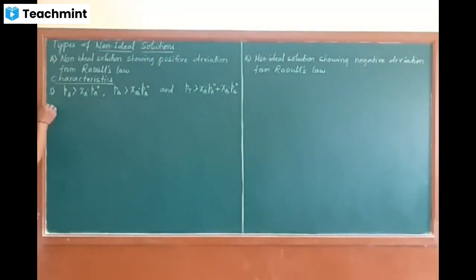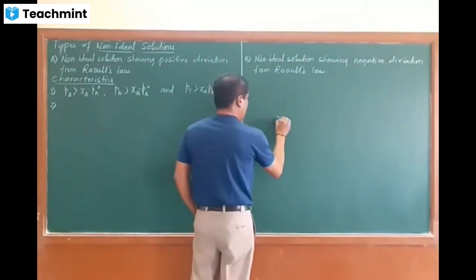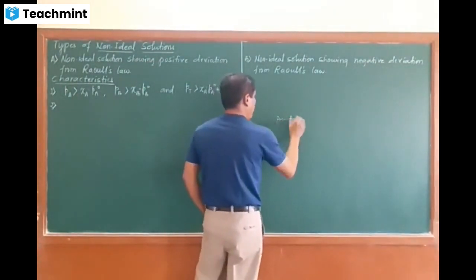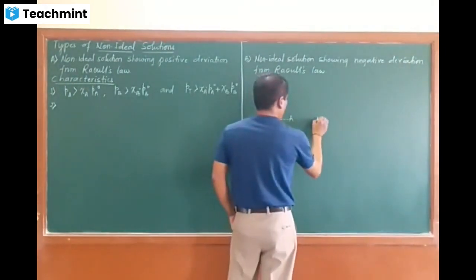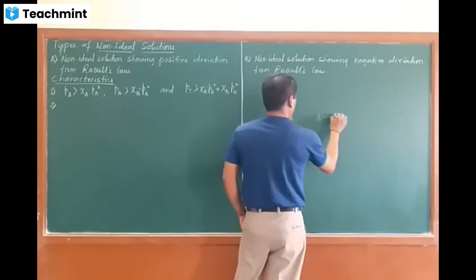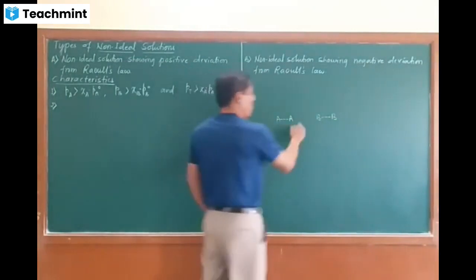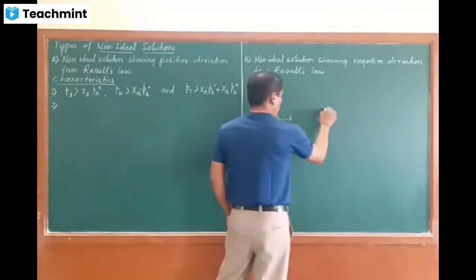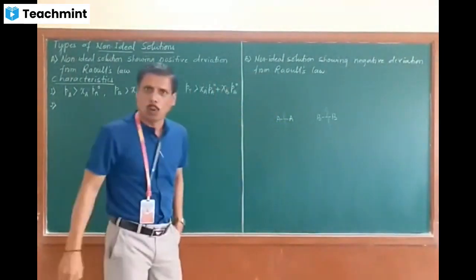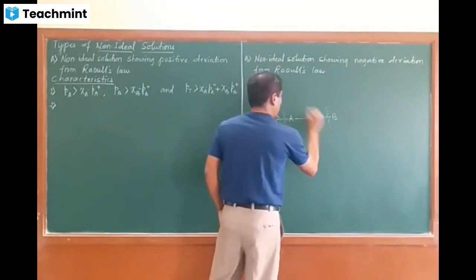If you take, see here, this is AA interaction in pure component liquid A. This is BB interaction in pure component liquid B. When you mix these two, what will happen? These interactions are broken, and new interactions come to exist.